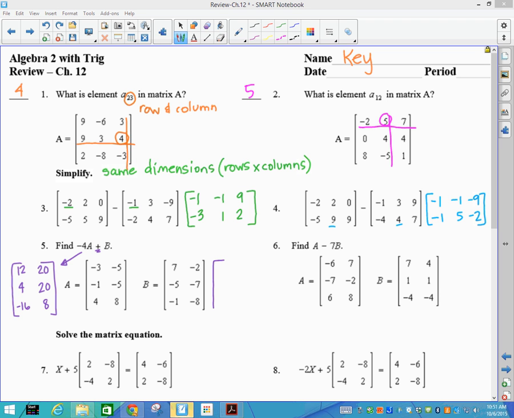When I add them together, I'm going to get 12 plus 7, 20 plus negative, nope, wrong one. I'm going to cross it out so I don't add the wrong thing. So that was 12 plus 7, 20 minus 2. You will be sure to have plenty of room on the test to write this, so you won't have to worry about that. 4 plus negative 5 is negative 1. 20 plus negative 7 is 13. Negative 16 plus negative 1 is negative 17. And 8 plus negative 8.